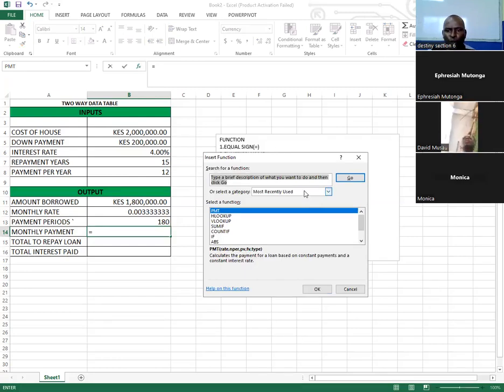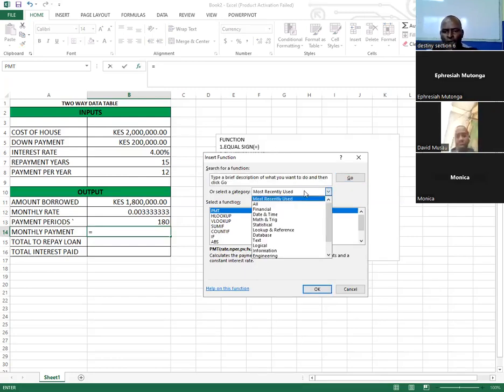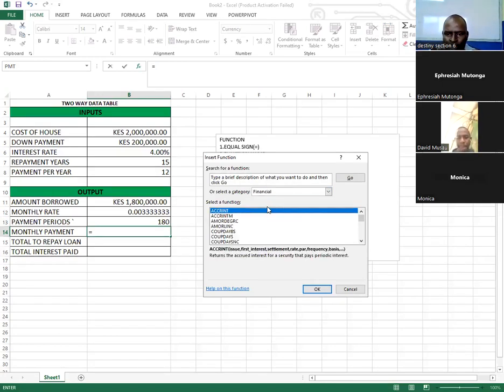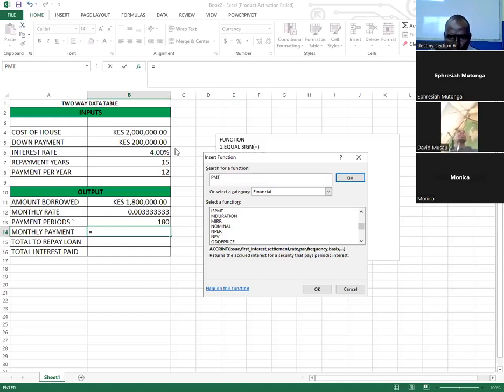As time goes on, we will be studying these financial functions in terms of their categories. For example, you can see there these are financial functions: extended internal rate of return, extended net present value, among others. For my case here, I'm just looking for PMT under the financial functions, and then I click OK. Click Go.